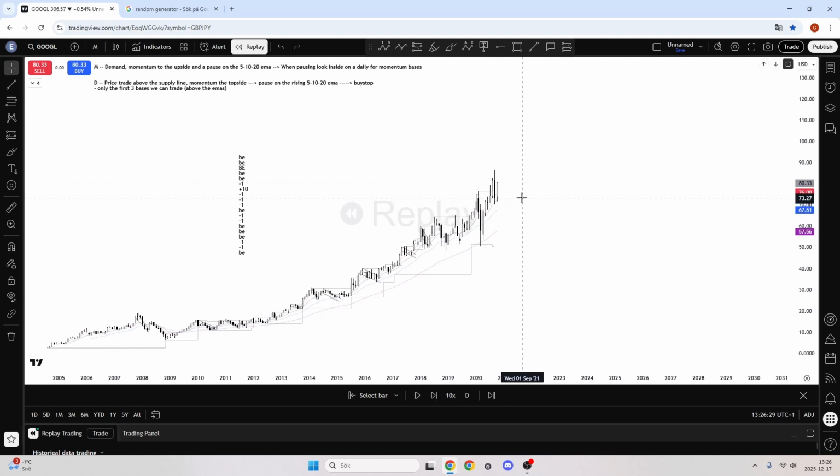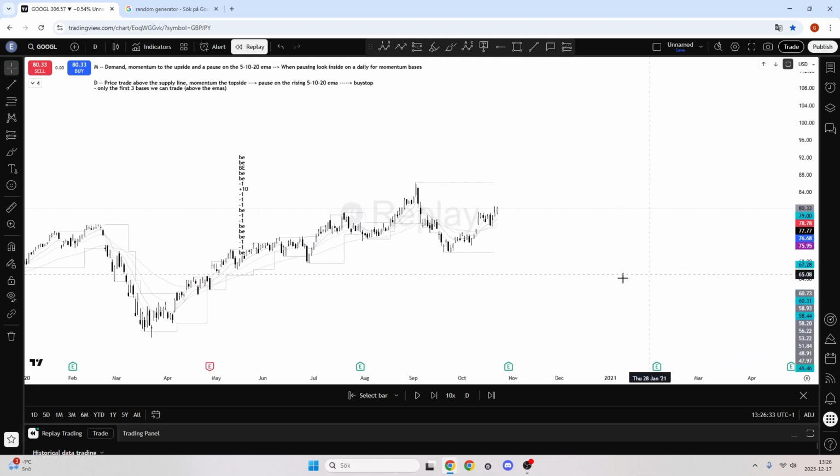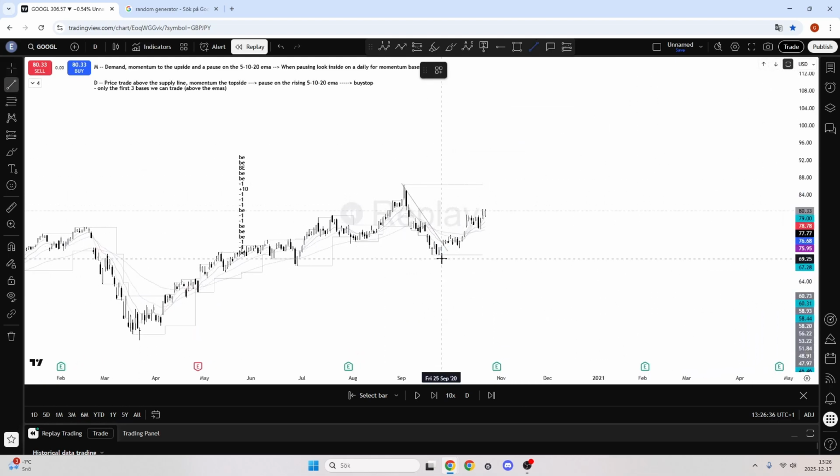Pauses on the pricing 10 EMA. Let's check on the daily. You could have your supply line just like this, but I don't really see it, so I will just simply skip this action.